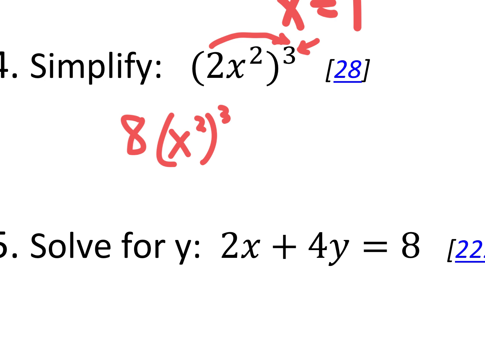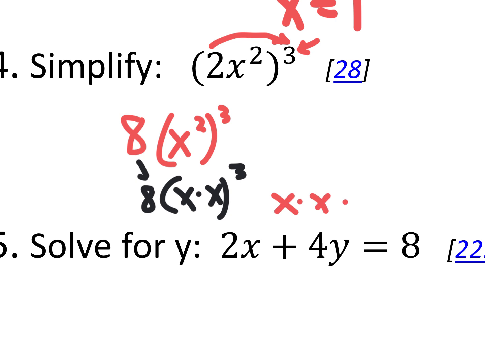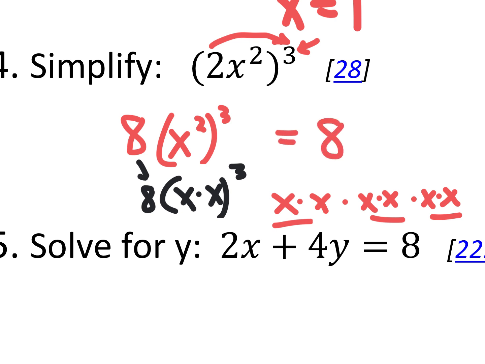But I want you to think about what it really means. X squared really means x times x. And then you're putting it to the third. And I'm just bringing the 8 down here. To the third really means that we take that x times x and we multiply it by another x times x, and we multiply by another x times x. We do it 3 times. There, there, and there. So I bet you're seeing now that this one's going to come out to 8x to the 6th. Turns out you do multiply the powers when they're like that.